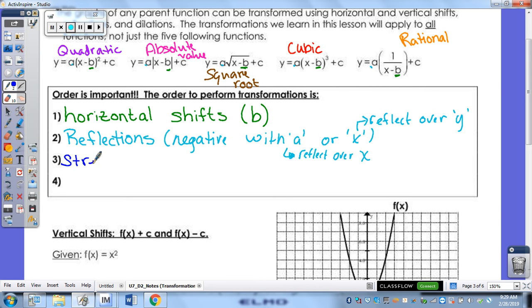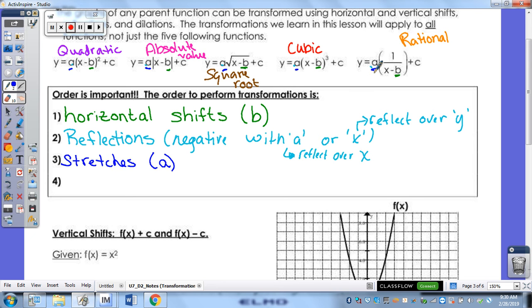So next you're going to do any stretches, which is also your a value, so that number out in front. So what I mean by stretches is, for example, if that's a 2, that means you're multiplying everything by 2, so you're going to make your graph stretch up by 2. If it's like 1/3, that means you're going to make it, quote unquote, stretch down by 1/3. So everything's coming down more. So stretching up or down.